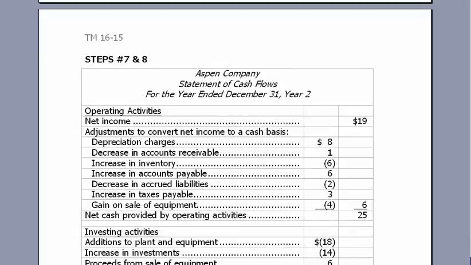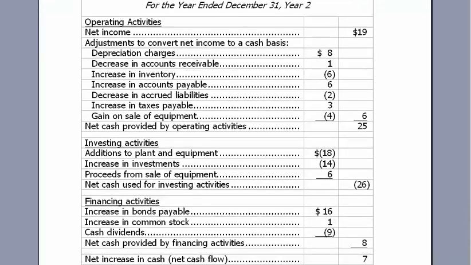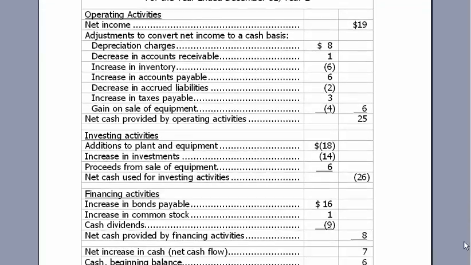All right, so here's what I want to get to, this section right here. The first section is operating activities. We'll circle that here. There we go. Operating activities. And what you have to constantly remember is that you're starting out with net income. Net income for the operating section is the beginning point.